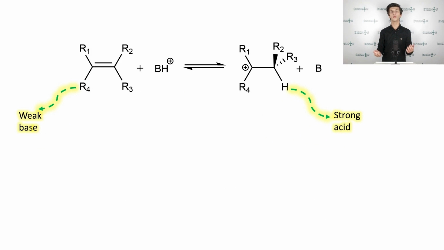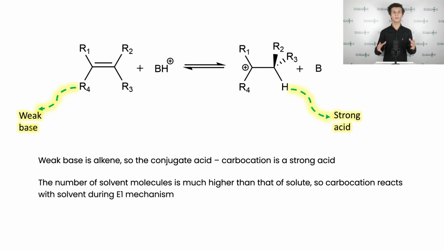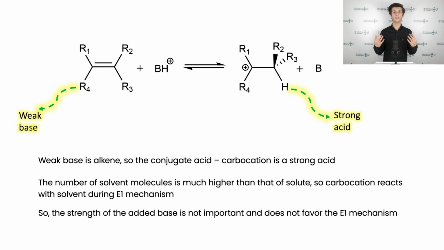On the slide, the weak base is alkene, so the conjugate acid, carbocation, is a strong acid. Consequently, carbocation formed during E1 mechanism will give its proton to any particle which can act as a base. In the solution, the probability of collision with solvent is much higher than of collision with any other base, so carbocation in E1 usually reacts with solvent. That is why the strength of the added base is not important and does not favor the E1 mechanism.